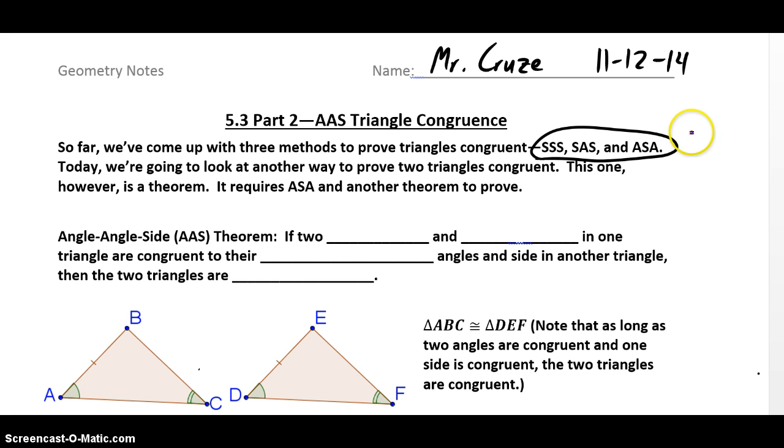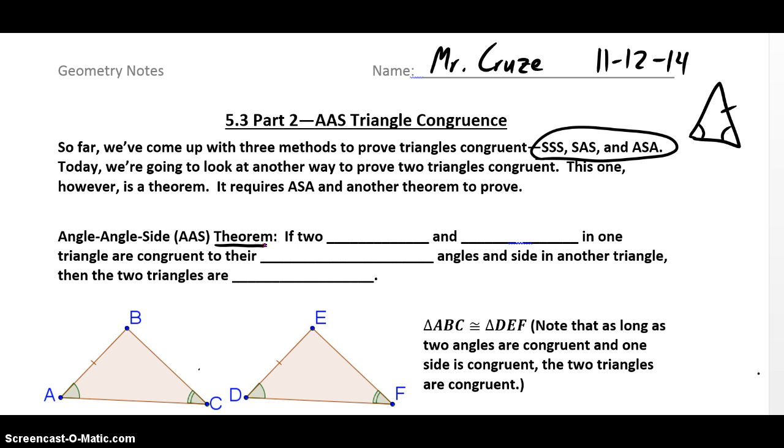The question is, what happens if we don't have the side between them? What happens if for some reason we have just 2 angles and a random side, not between them? Will it still work? And the answer is yes. And that's called the angle-angle-side theorem. You'll notice this one is the first theorem that we've come across. All the others have been postulates.